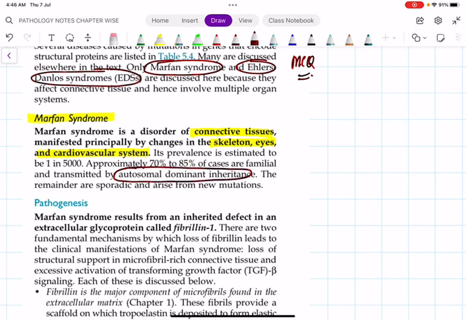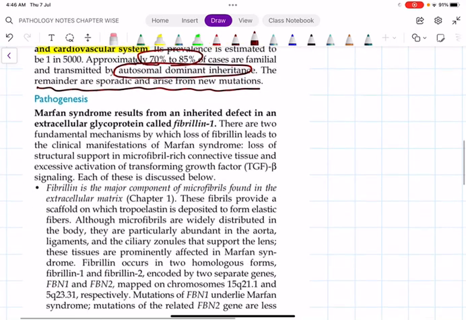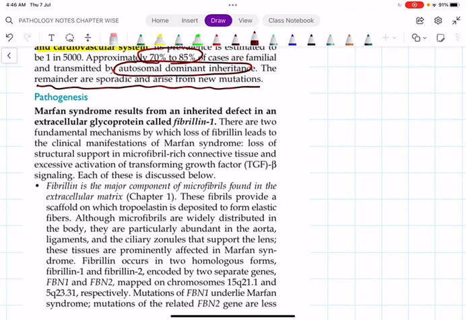Autosomal dominant inheritance, that is 70 to 85% are familial and the rest of the cases are sporadic. They may arise from new mutations. Coming to the pathogenesis, what is the defect here? Marfan syndrome results from an inherited defect in an extracellular glycoprotein which we call fibrillin 1. This is one of the most common mistakes students commit. They will think that Marfan syndrome is due to some defect in collagen. No, it is fibrillin 1.